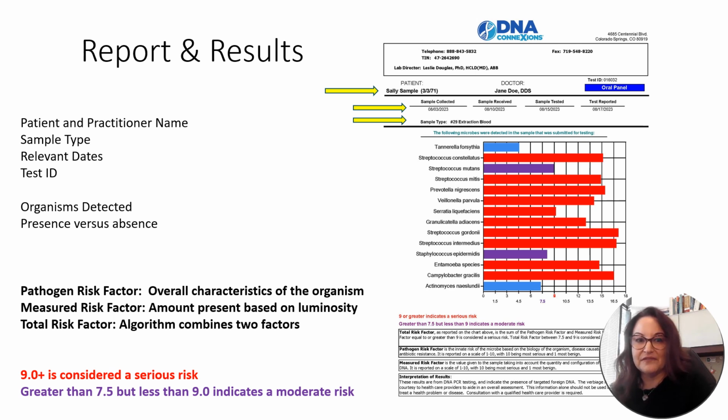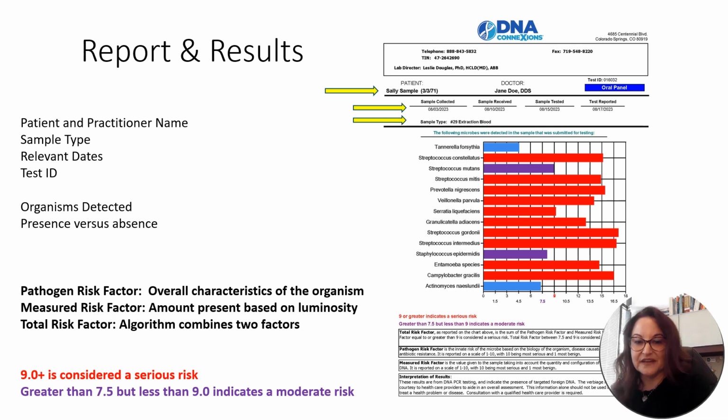The bar graph of the 88 organisms included in the panel, we report on the organisms that were detected in the sample provided. There are 3 risk factors associated with each organism that causes the length and the color of the bars for the overall risk factor of the presence of the organism.